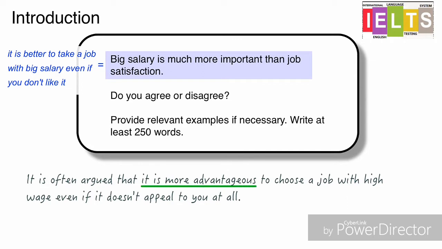It is more advantageous just means it's better. A job with high wage is a synonym to a job with big salary. And, even if it doesn't appeal to you at all, means even if you don't like it.